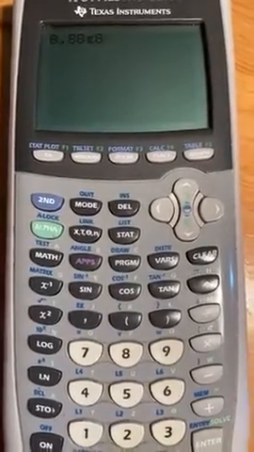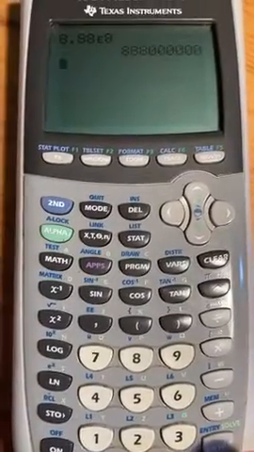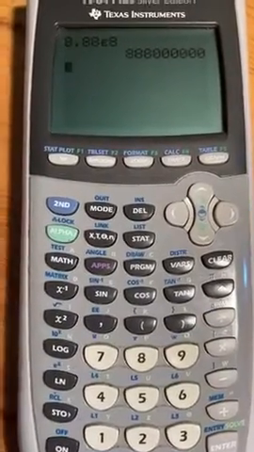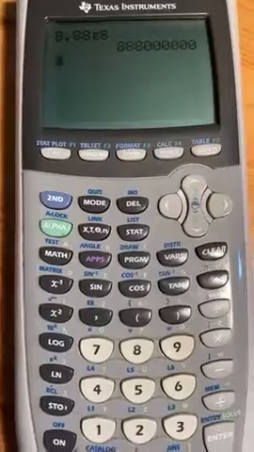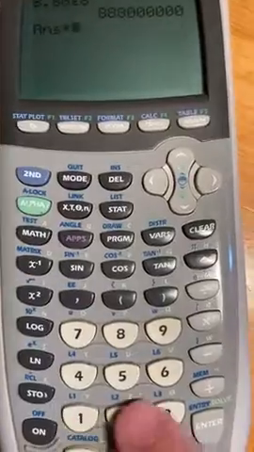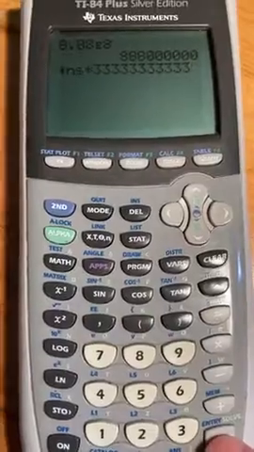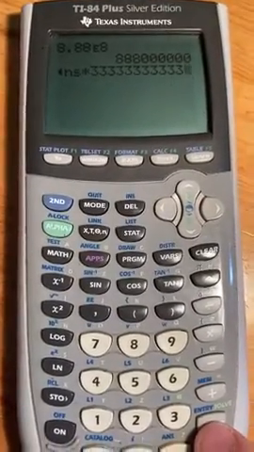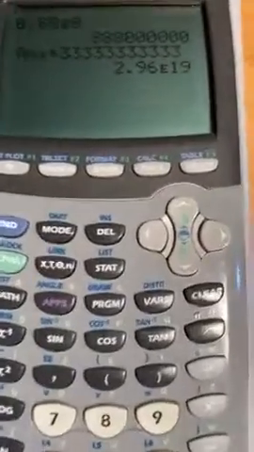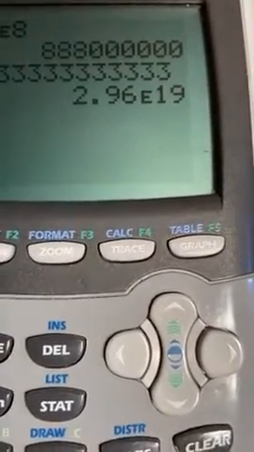Now, if this number fits in the calculator display, I could hit enter or equals, and it will turn it into an ordinary number. But of course, if this number was too big to fit in the display, it would be forced to leave it in scientific notation. So now I'm going to multiply this number times a string of 3s, let's say, and say enter. And the answer is going to be too big to fit in the display, so I know my calculator is going to put it in scientific notation. And there it is, 2.96 times 10 to the 19.